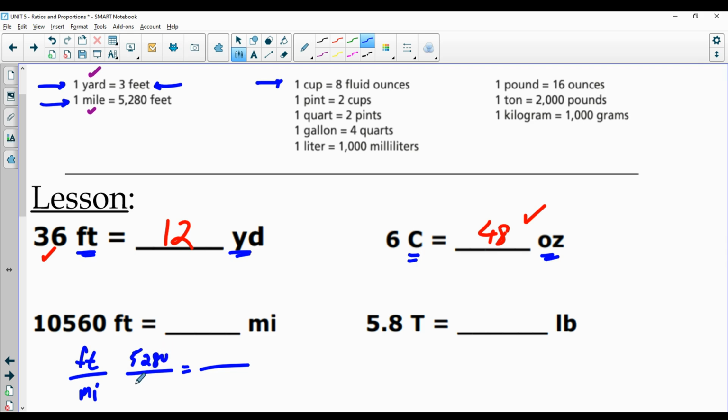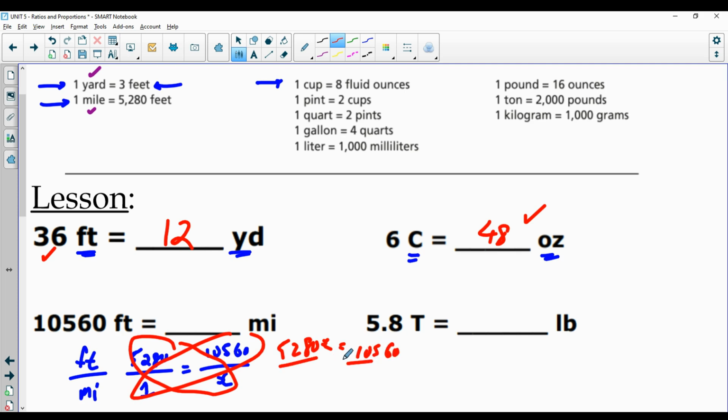5,280 feet is 1 mile. So 10,560 feet is how many miles? Now I'm going to go to my calculator to do this. I already know the answer, actually. Maybe I don't. So I'm going to cross multiply. 5280x is equal to 1 times this number, which is the same number. Divide both sides by 5280. So x is 2. That's it. 2 miles. Got it? If I'm going too fast, you can repeat this and watch this again.